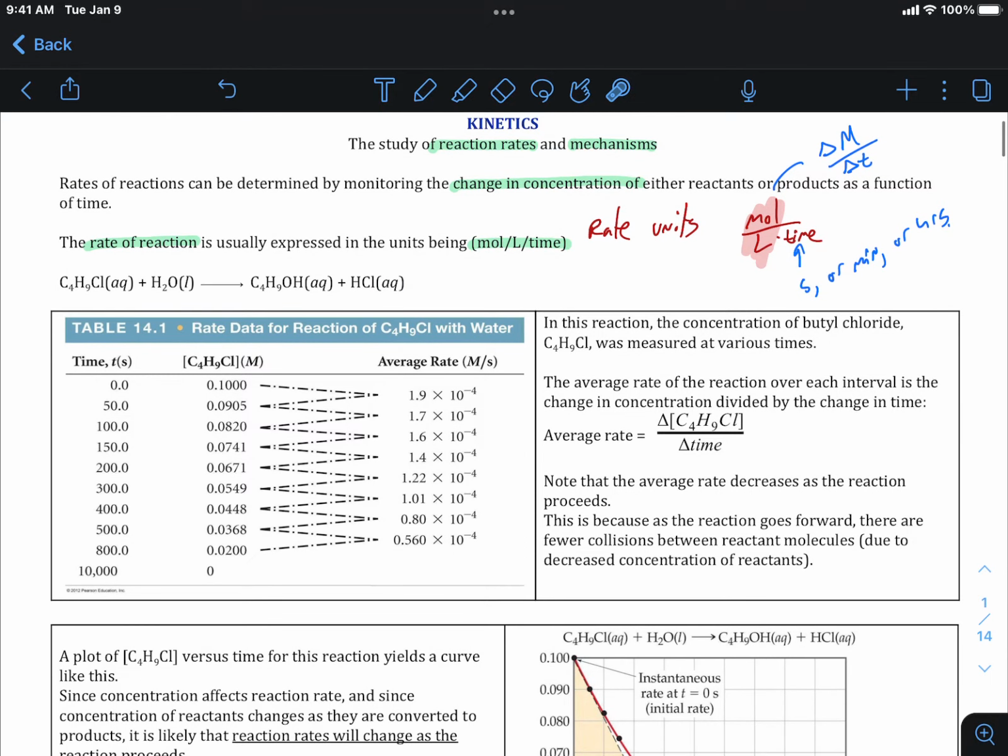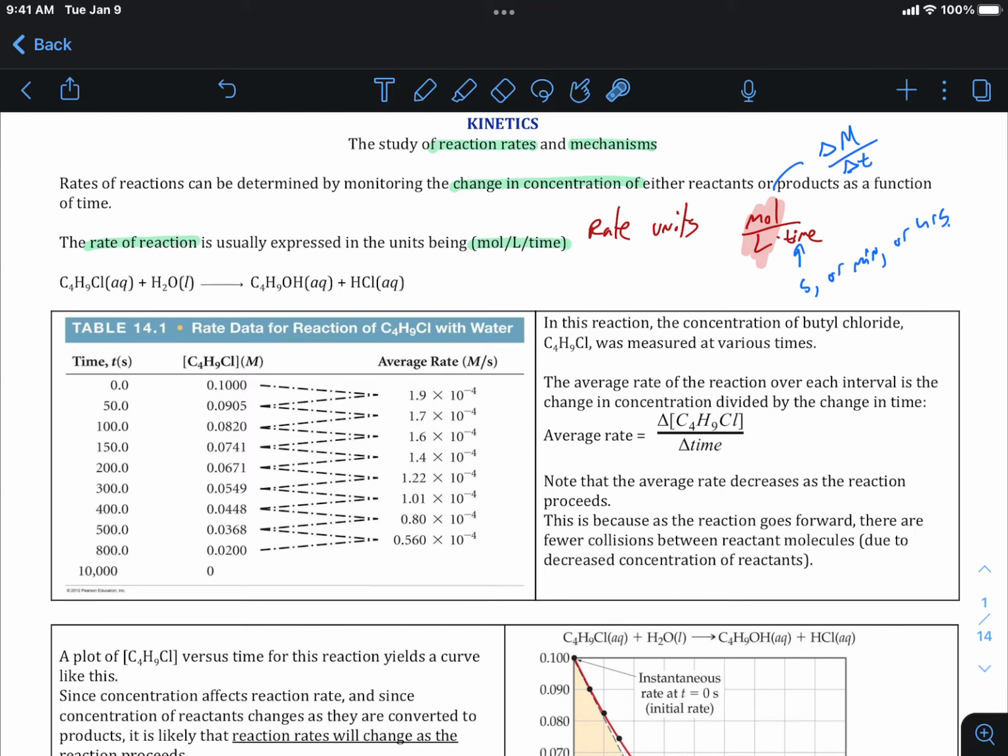So, with reactions, this deals with a lot of measuring. Initially, we are starting with a concentration of chlorobutane here at 0.1 molar. And the concentration is checked in what looks to be intervals of 50 seconds. All right, so from 0 seconds to 50 seconds, the concentration went from 0.1 to 0.0905. And then from 50 seconds to 100 seconds, it decreased further, and so on. So we have all of this data.